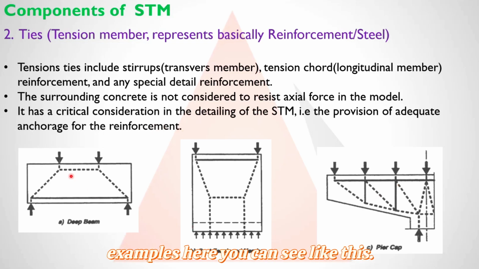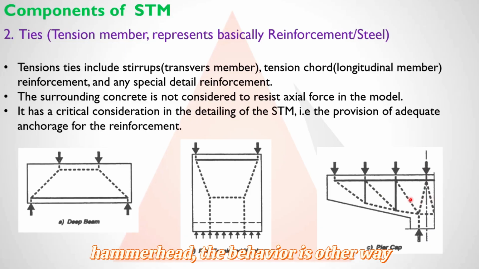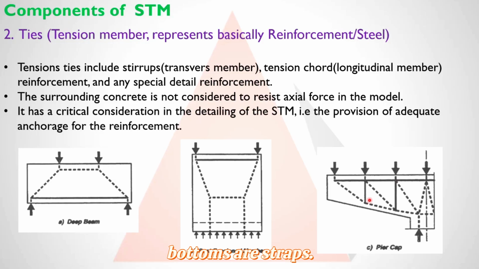These are some examples. Here you can see the solid line is shown by ties. It is a deep beam example. Here it is a post tension member. The top member is the tie. And as I mentioned, in the cantilever hammerhead, the behavior is the other way around. The top are tension ties, the bottoms are struts.